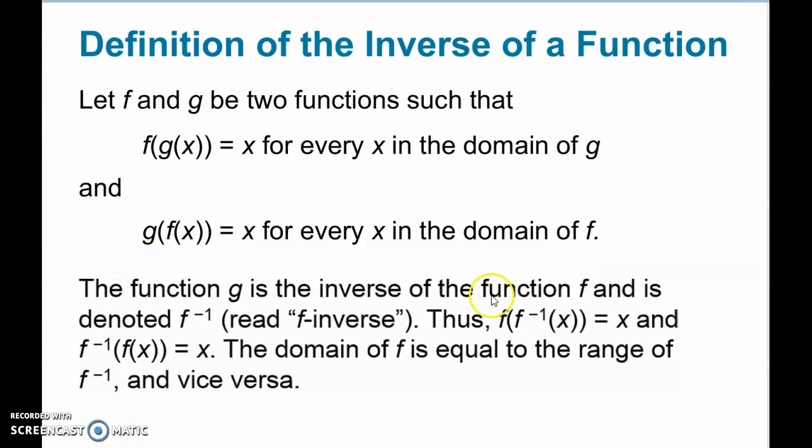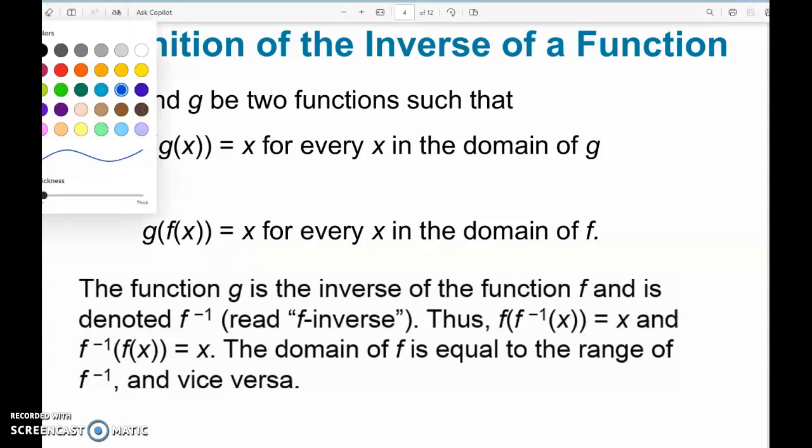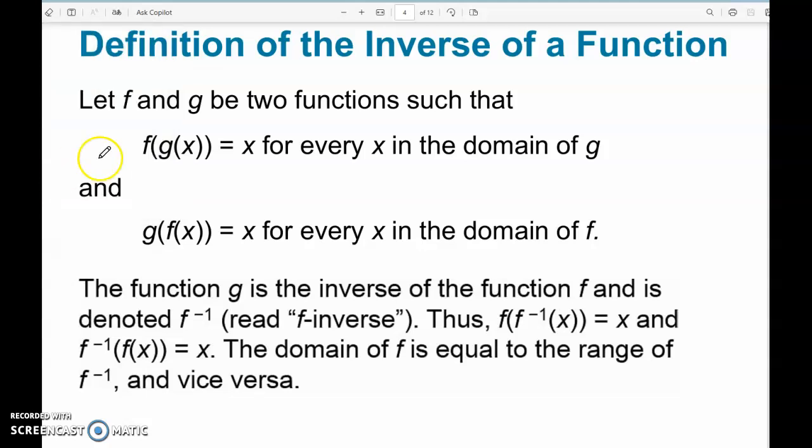So first, let's talk about the definition. This comes from the book. This is how it's written in the book, and we just want to read through it, and then we'll explain how this works. It says, let f and g be two functions such that when you do the composition, f of g of x, you get x. And if you do the reverse composition, you get x again. If that's the case, the function g is the inverse of the function f and is denoted by f inverse.